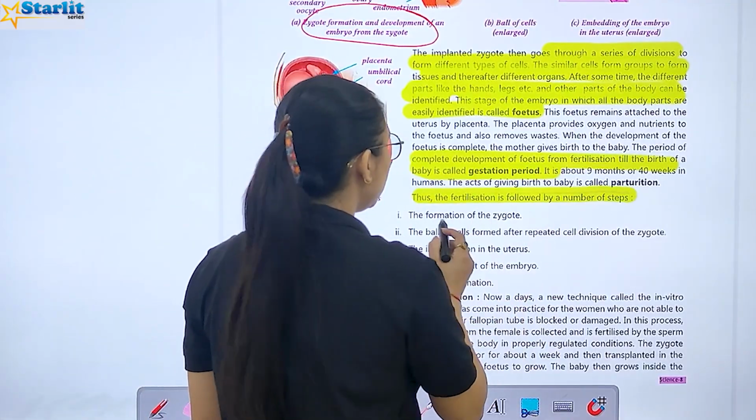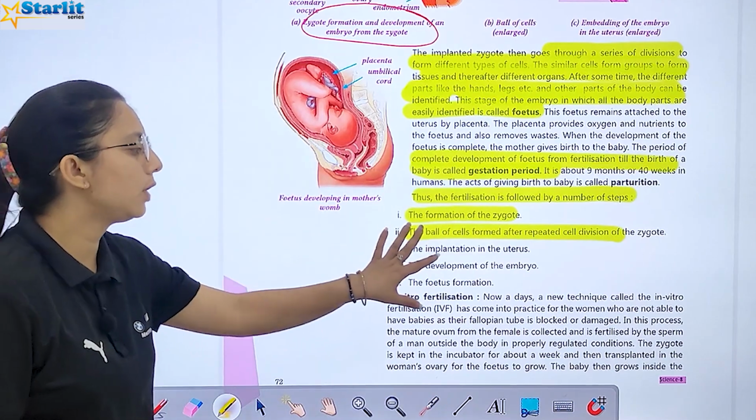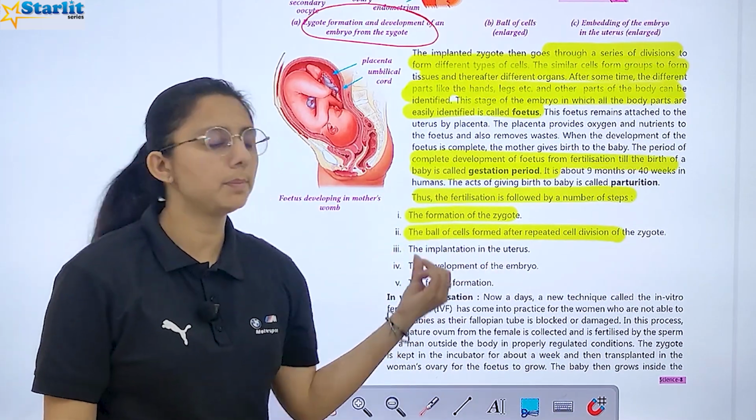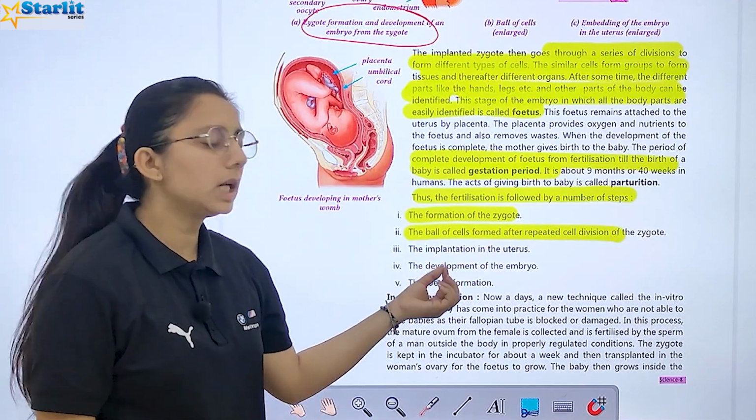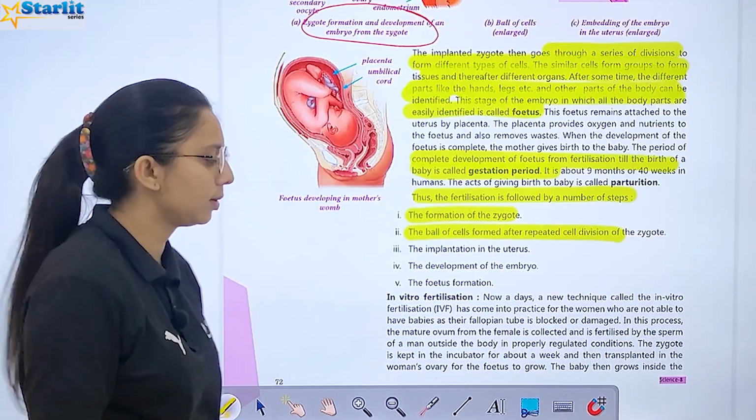Thus the fertilization is followed by the formation of zygote. Let me tell you some steps. First the zygote is formed. Then the ball of cells performs repeated cell division. Implantation in the uterus, development of embryo, and then fetus formation.